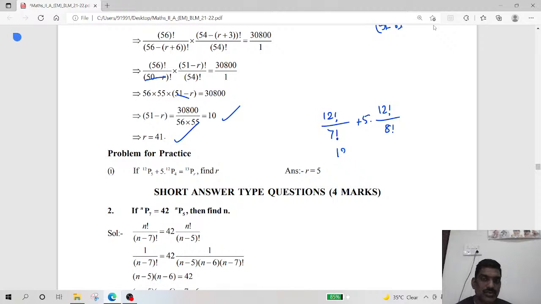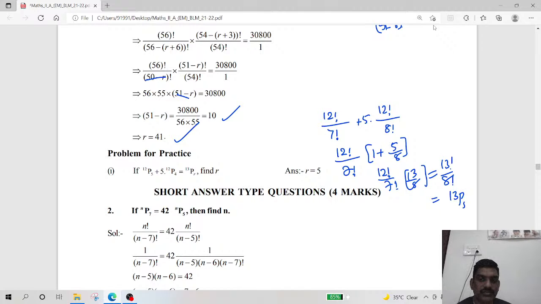Okay, so this is what? 12 factorial divided by 7 factorial into 1 plus 5 divided by 8. So what it could be? 12 factorial divided by 7 factorial into this is 13 divided by 8, and nothing but 13 factorial by 8 factorial. What is 13 factorial by 8 factorial? 13P5. 13 minus 5 is 8. 13P5.